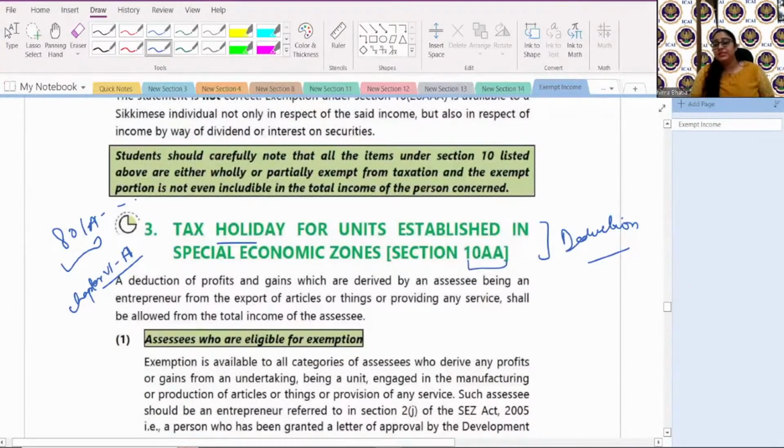Please do not say this section as 10 clause AA, as I told you in the beginning of the class. This is 10AA. Now, what is this tax holiday? This tax holiday is only for units which are located in special economic zones, SEZs. In India, zones are created. There are many zones like free trade policy zone, DTA zones. There are many zones which promote your certain foreign exports.